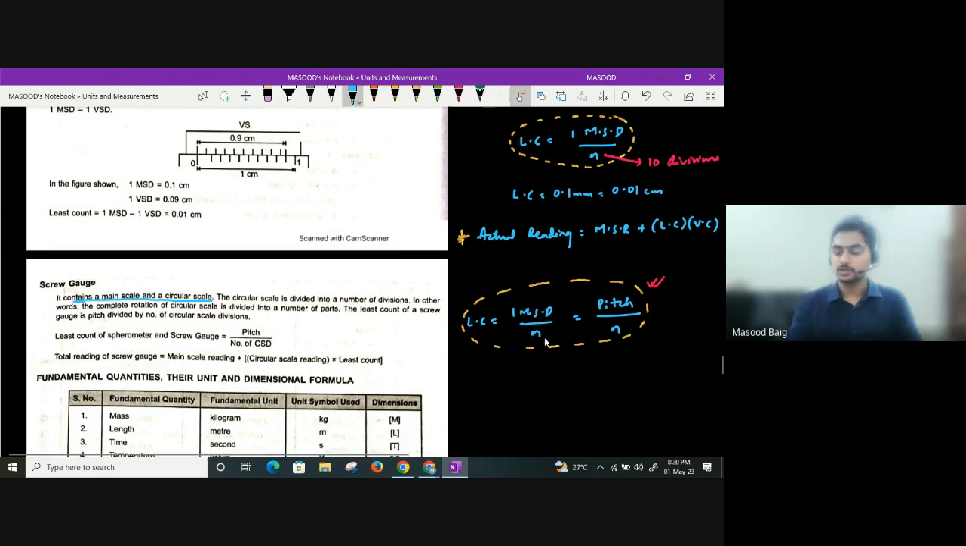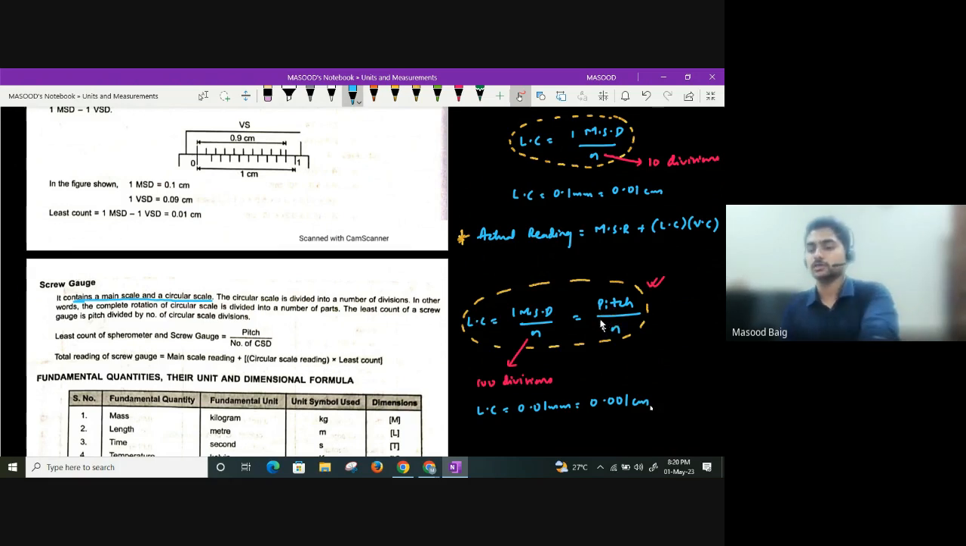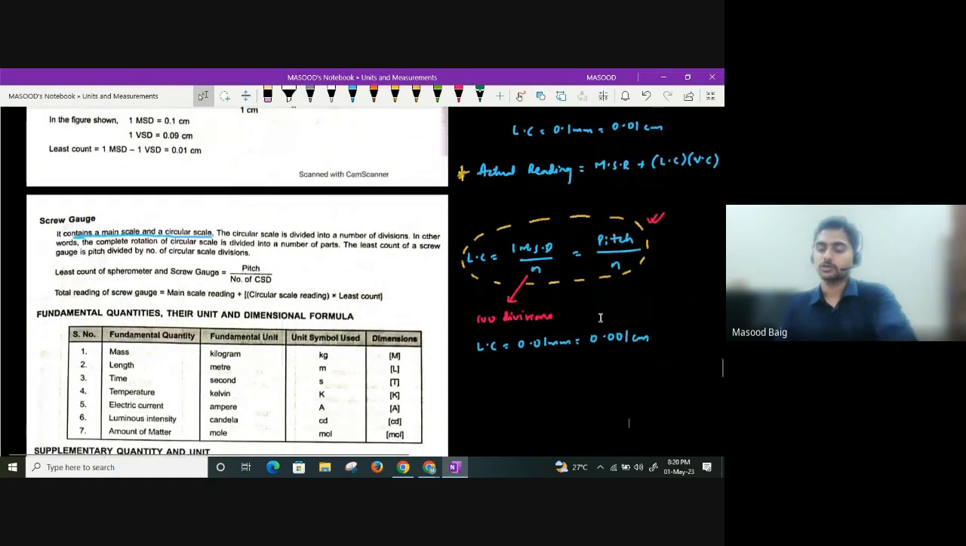So what is n here? Usually 100 again. How many divisions will be there on the circular scale? In general, you will have 100 divisions on the circular scale. So I can say the least count of screw gauge will be 0.01 mm or 0.001 centimeter. Or least count can also be given as pitch divided by number of divisions on your rotating circular scale.